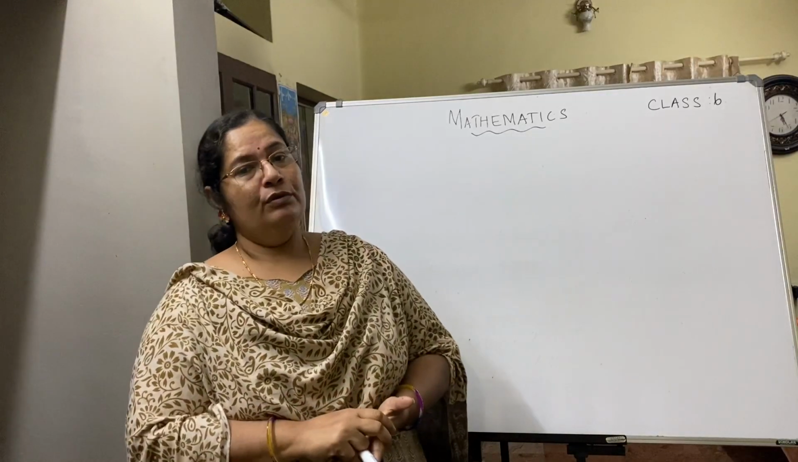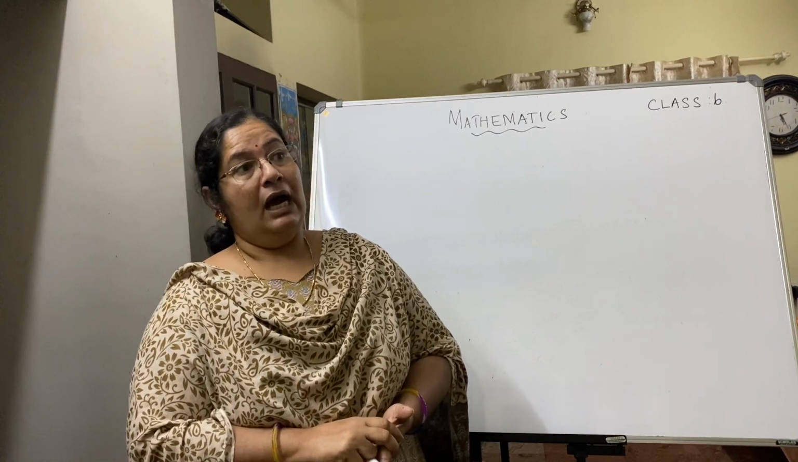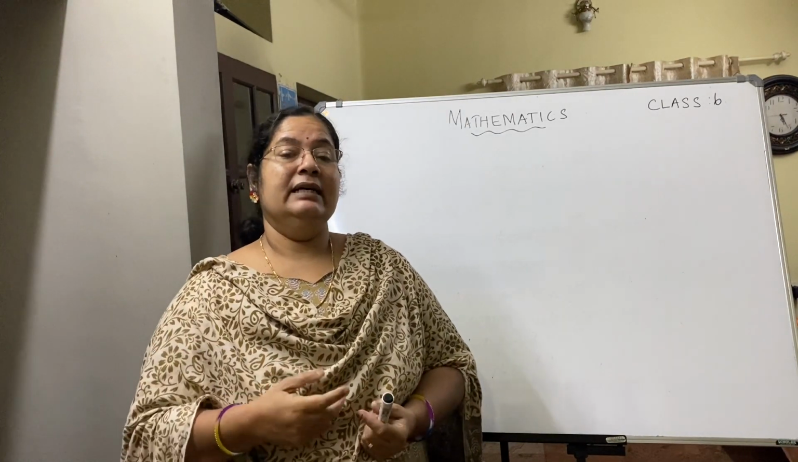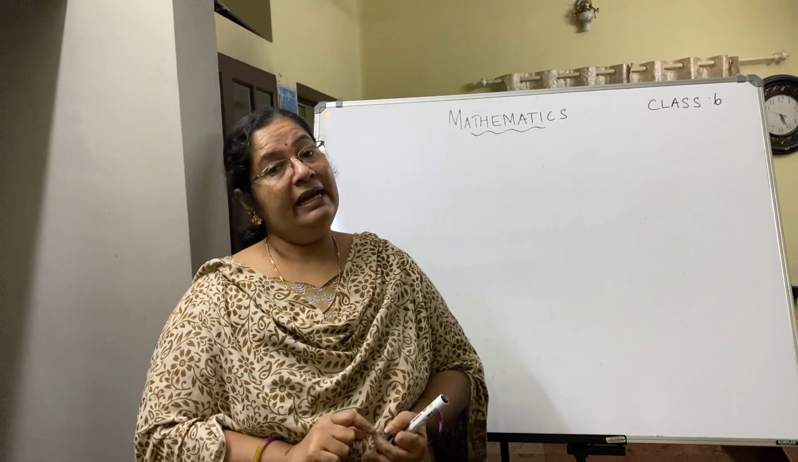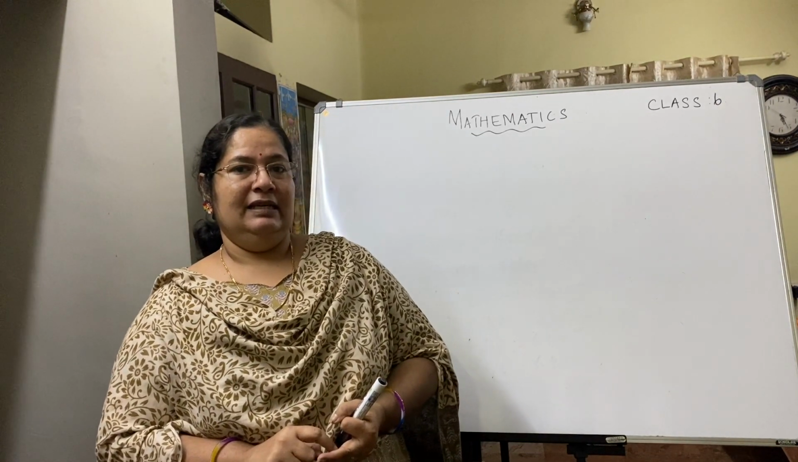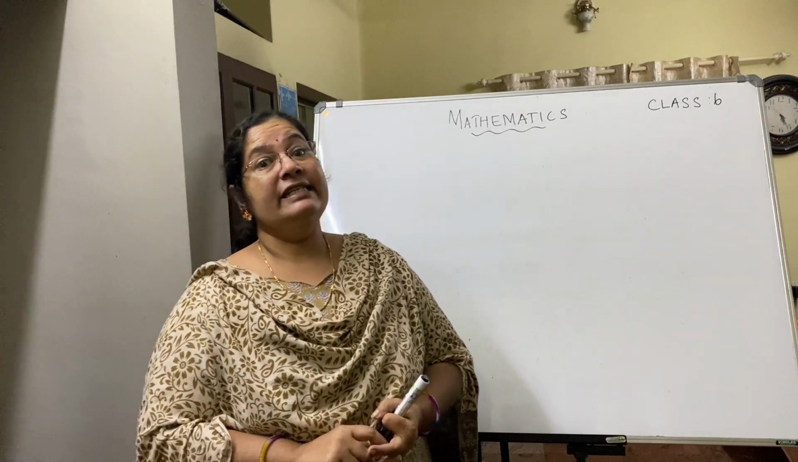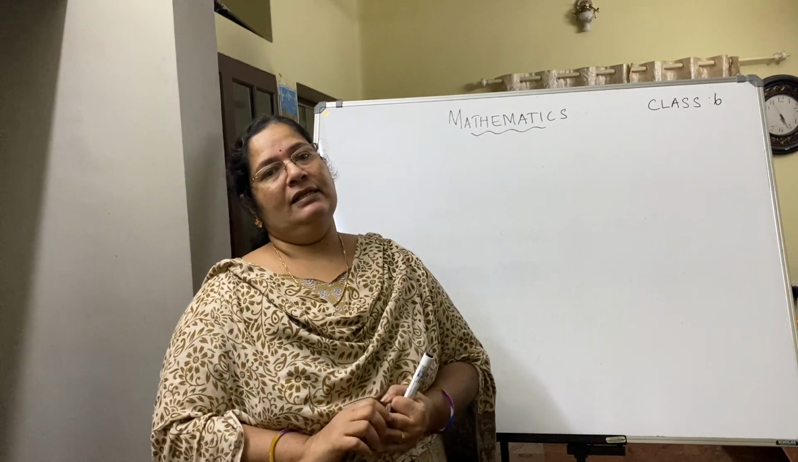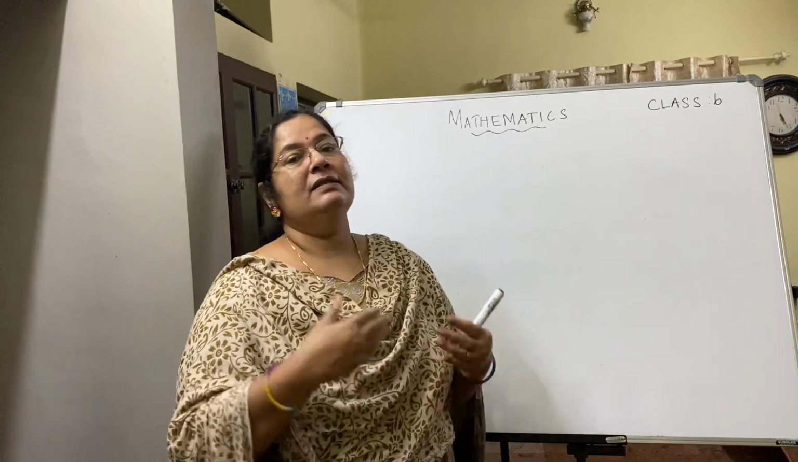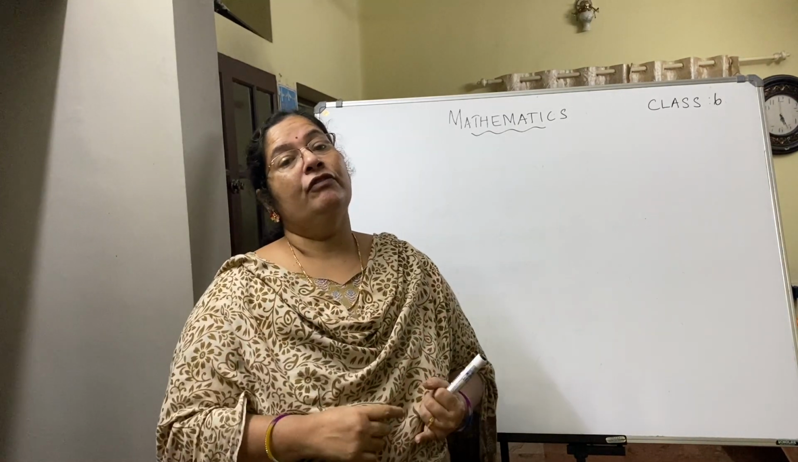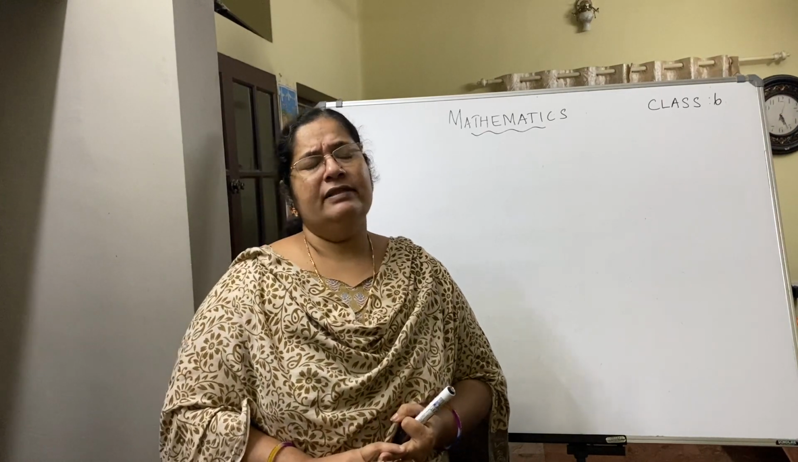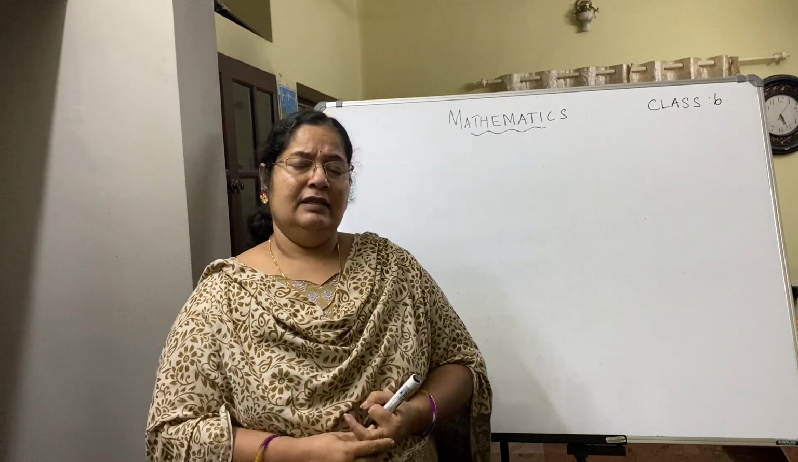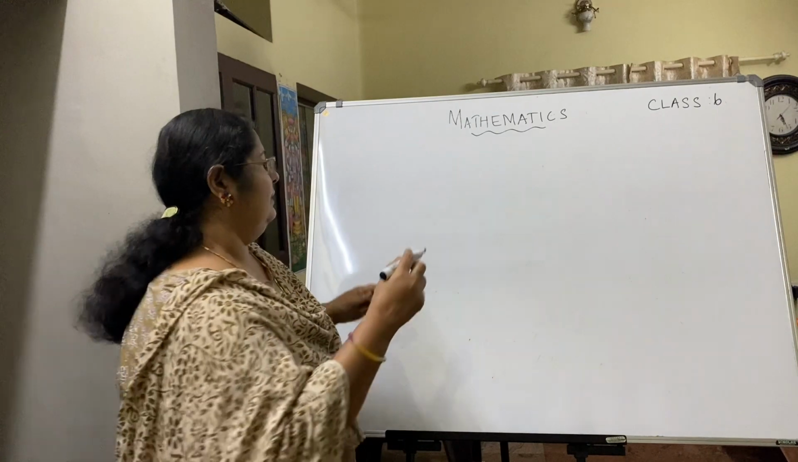Now you are going to learn how to write the units of money, length and weight in terms of decimals, or how to use decimals to write the units of money, length and weight. Now let us find what the units are. So one by one, let us take them.